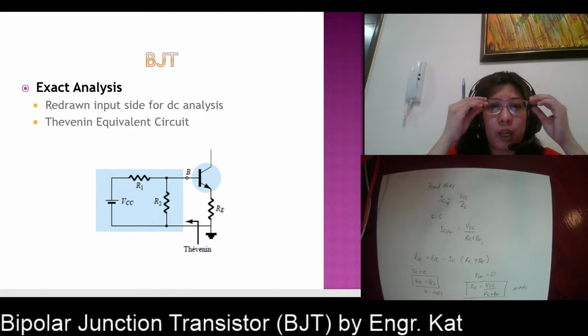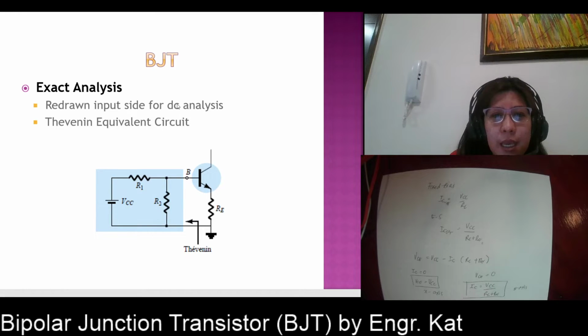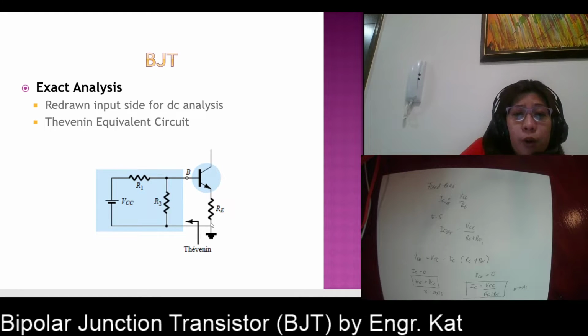So this is the redrawn input side for DC analysis. Your VCC is connected to your R1. Your R1 is connected to your R2. The intersection of your R1 and R2 is connected to your base. And then your R2, likewise your VCC, is connected with your RE. So we are going to Theveninize this specific circuit, the circuit in the blue box.